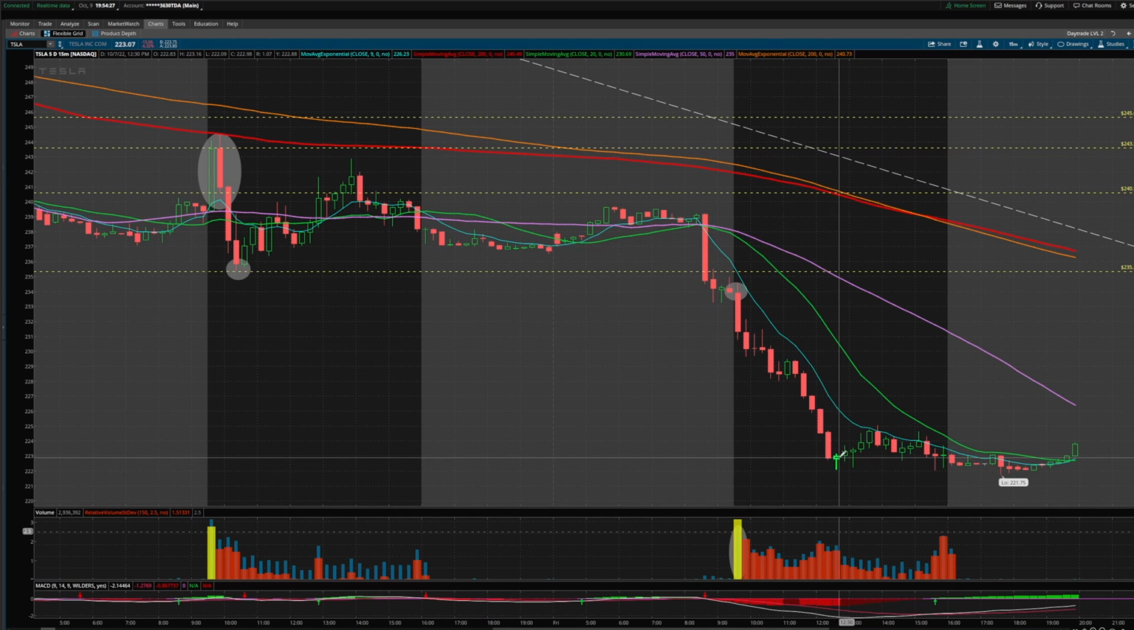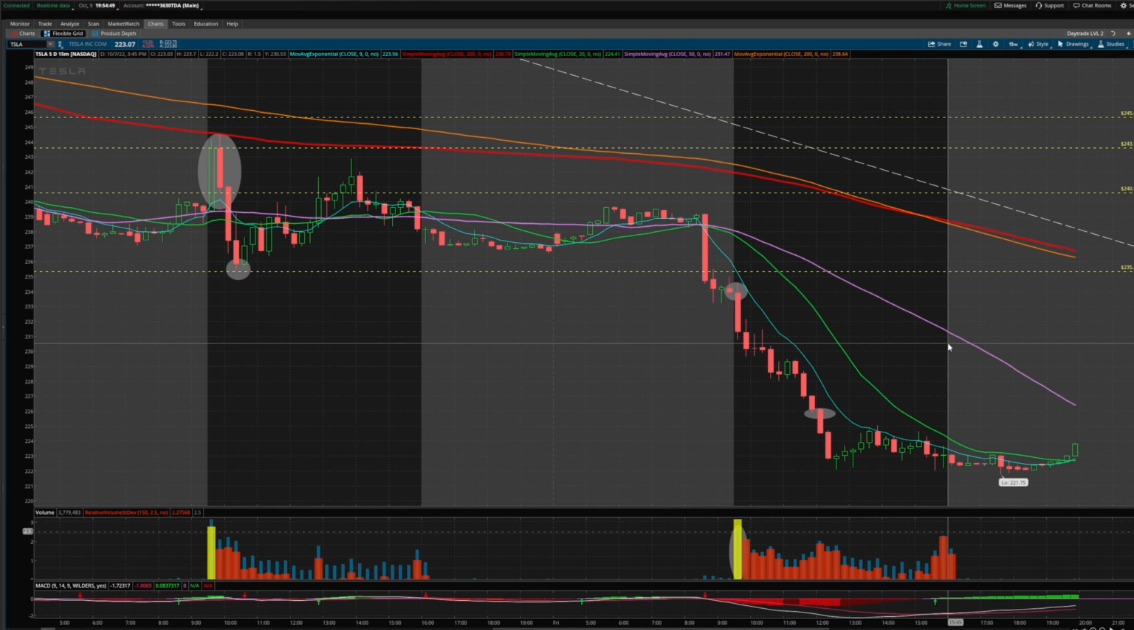Where was your exit? Which candle? I exited a little bit early. I exited around 2:25.9. 0 DTE. I was just getting my profit and running with it.